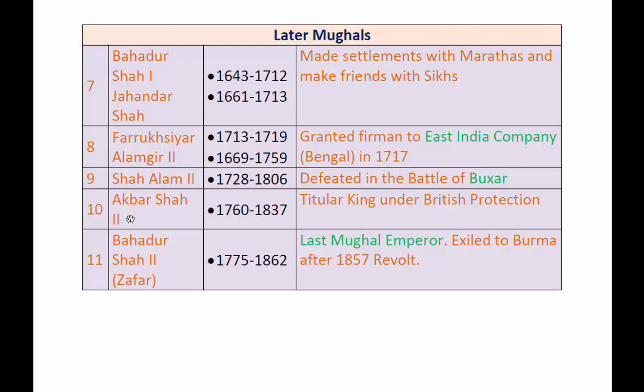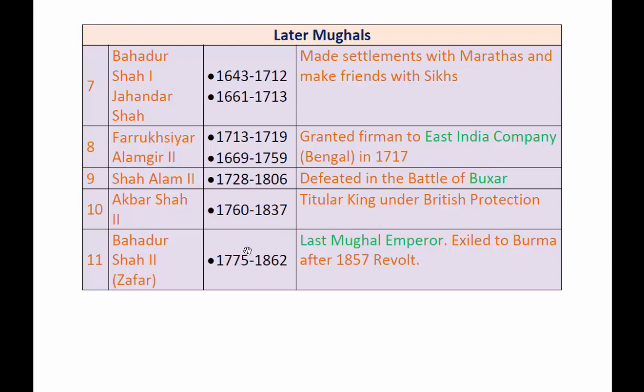And we have Shah Alam II. He was defeated in the Battle of Buxar, most probably by the British. And then we have Akbar Shah II from 1760 to 1837. He was just a titular king. He did not have power or authority, but he was under the protection of the British when the British were in India.